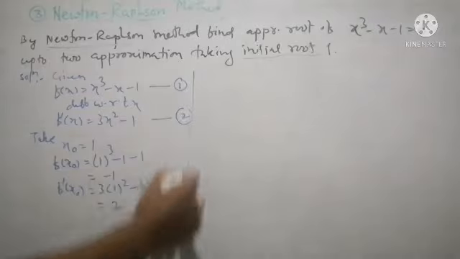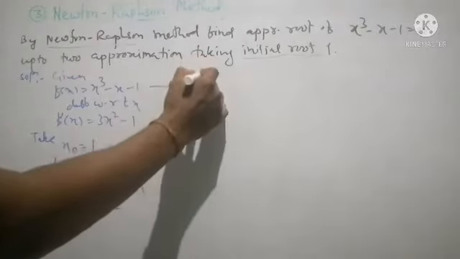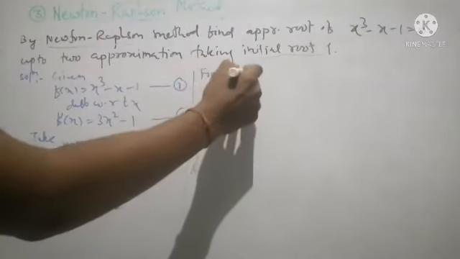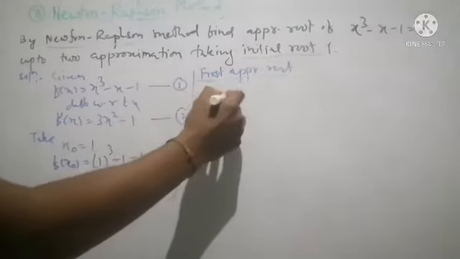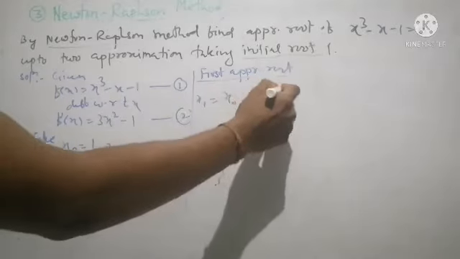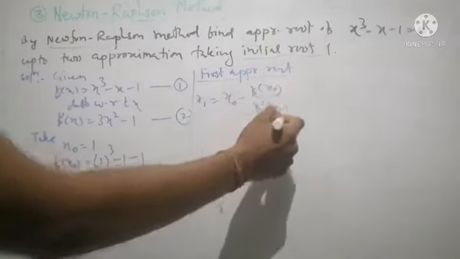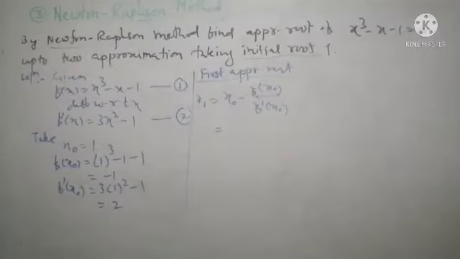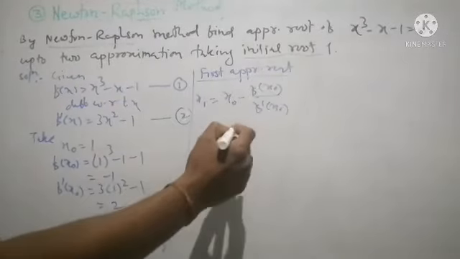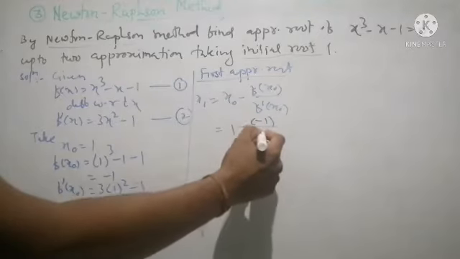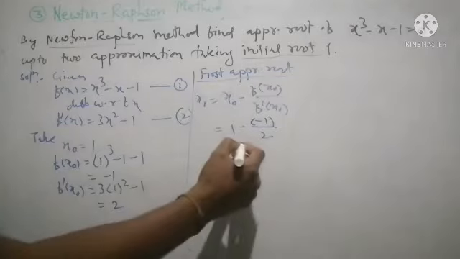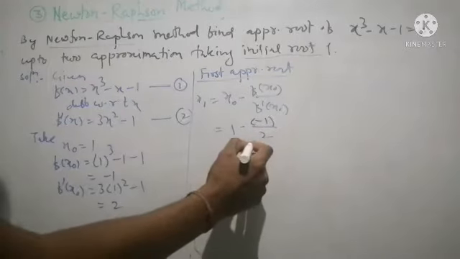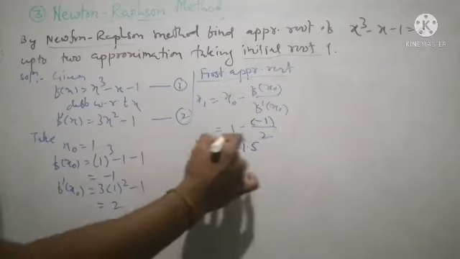So using these values of x naught, f of x naught, f dash x naught, we evaluate the first approximate root, as we have the formula x1 is equal to x naught minus f of x naught divided by f dash x naught. By putting in the values, we evaluate each term on the right hand side: x naught 1, minus f of x naught which is minus 1, divided by f dash x naught which is 2, it will be 1.5. So the first approximate root will be 1.5.